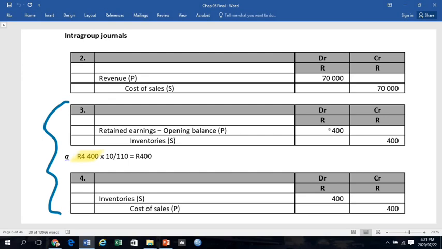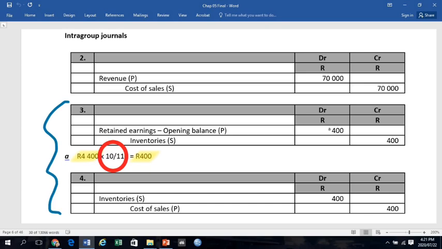The given information told me that an amount of 4,400 was still on hand. That represents the cost price of the inventories for S, the buying entity. It represents the selling price of the same inventories for the selling entity, being P. So to get to the profit included in the 4,400, I need to apply the selling entity's profit markup percentage, which was 10% on cost price. So I apply the 10 over 110 to the 4,400, and that gives me the unrealized profit amount of 400.